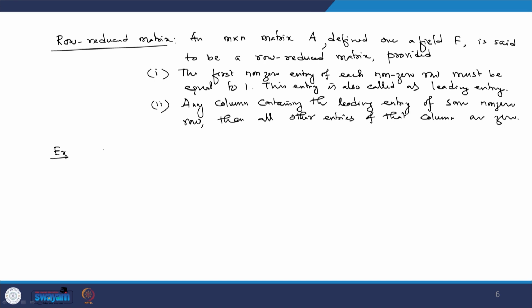So, for example, if I consider A equal to the zero matrix, say 0 0 0 0, can I say that it is a row reduced matrix? Certainly the answer is yes. Why? Does it satisfy condition 1 and condition 2? The answer is again yes. Condition 1 says that the first non-zero entry of each non-zero row. Since there are no non-zero rows, there is no question of the first condition. And since there is no leading entry, the second criterion is also satisfied by default. So it is a row reduced matrix.